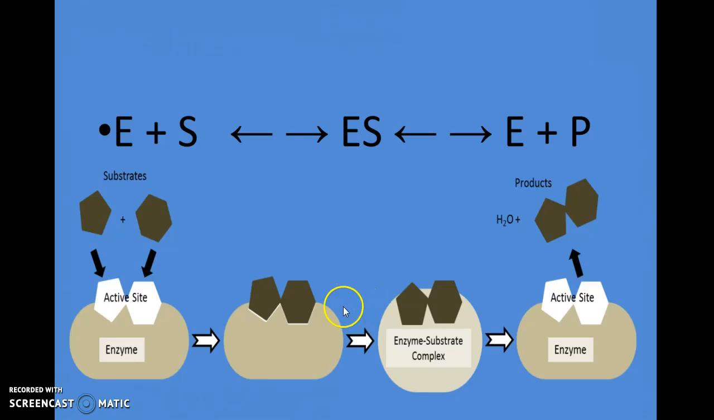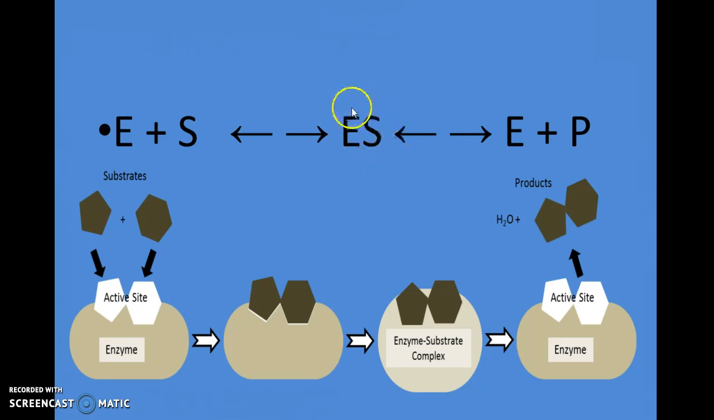In this case, we're joining these two substrates together, releasing water. This is a dehydration synthesis of a new molecule. Those substrates are released from the active site as the product, and the enzyme remains. So in terms of letters, we have enzyme plus substrate here.